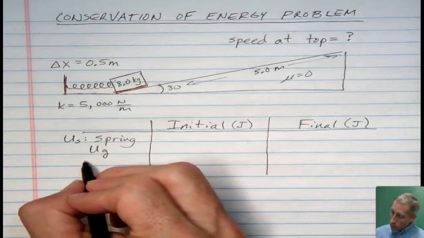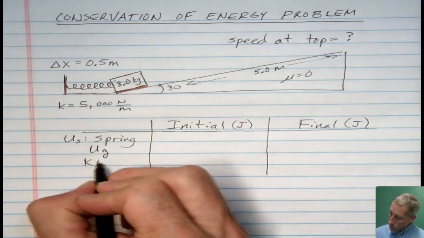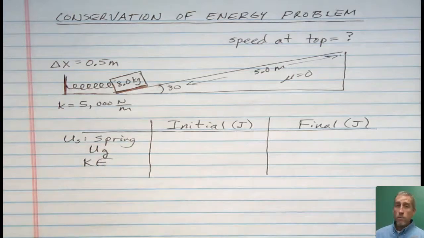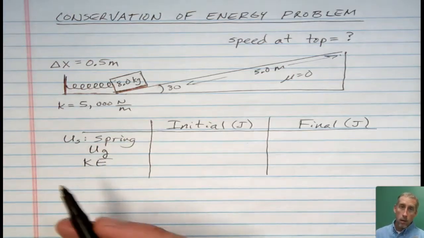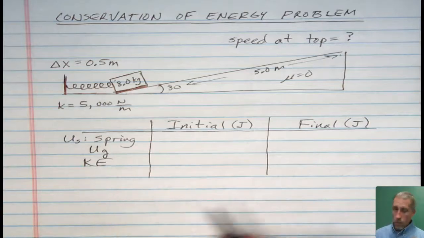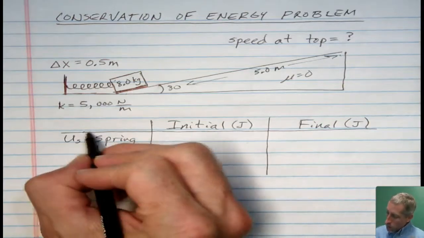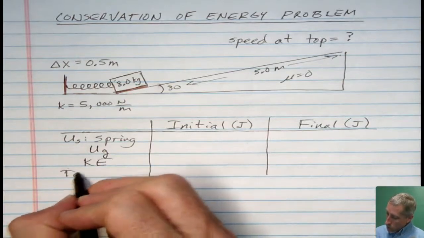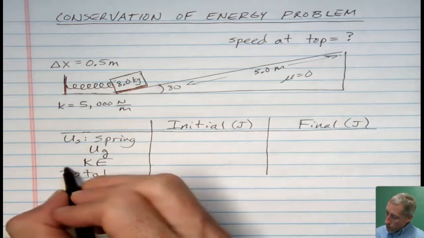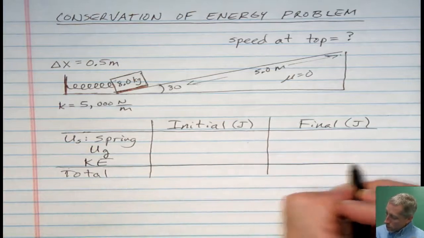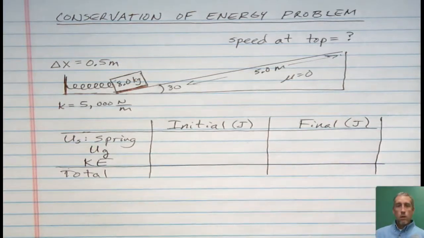And then, of course, we're going to have some kinetic energy. And these are all the forms of energy that we deal with in mechanics that are considered mechanical energy. We will see some other forms of energy in a later part of my course. So then we'll have a column, or a row here rather, for the total amount of energy. So let's just start accounting for all the different forms of energy that we have.